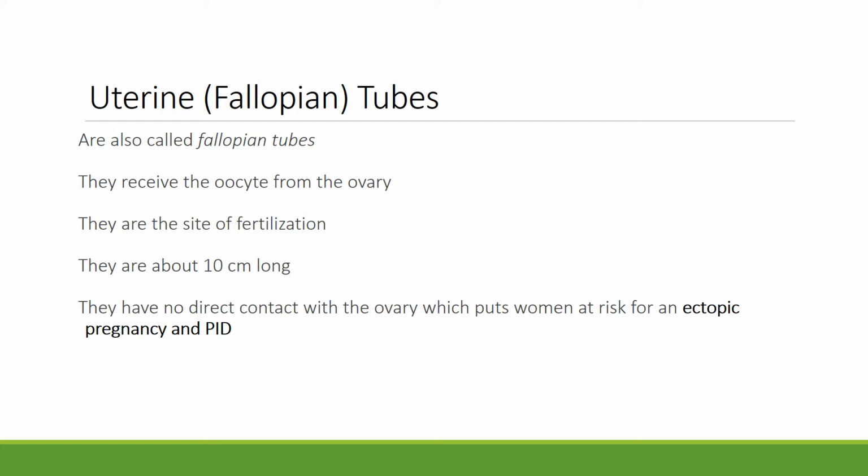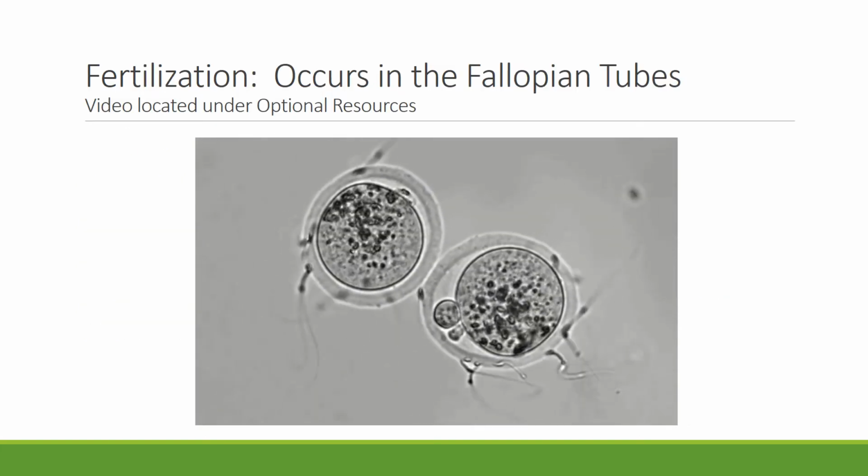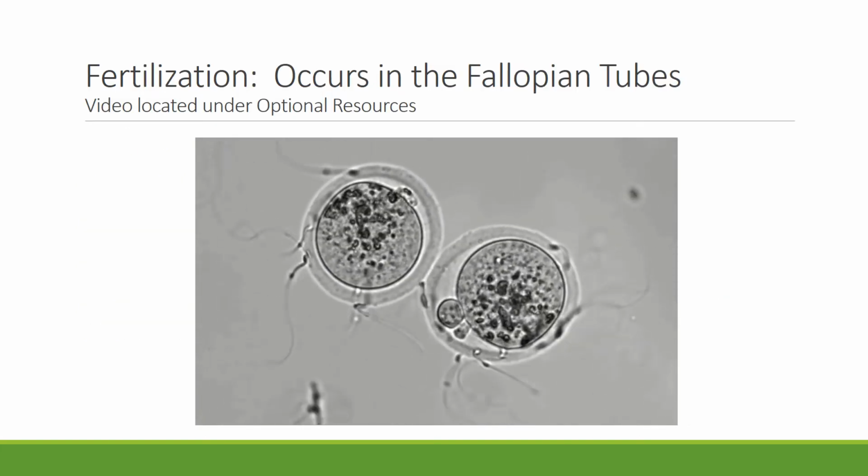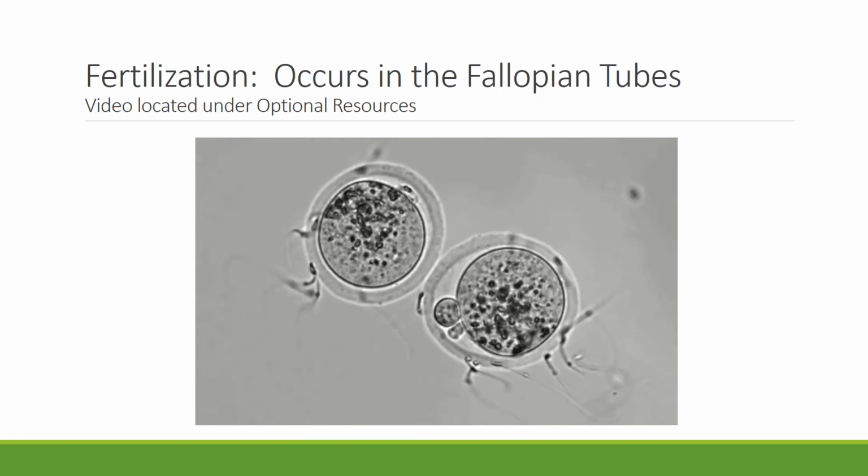Women who have had multiple sexual partners or a history of sexually transmitted diseases are more likely to suffer from ectopic pregnancies. Infections can also harm the fallopian tubes. If a woman no longer wants to have children, they can have their tubes tied, and this will prevent the movement of eggs from the fallopian tubes into the uterus. Because there's no direct contact between the fallopian tubes and the ovary, this puts a woman at risk for ectopic pregnancies and for PID. This animation shows you the process of fertilization. You can also click on this link and observe fertilization as well.